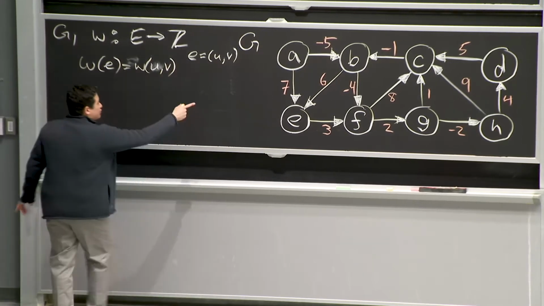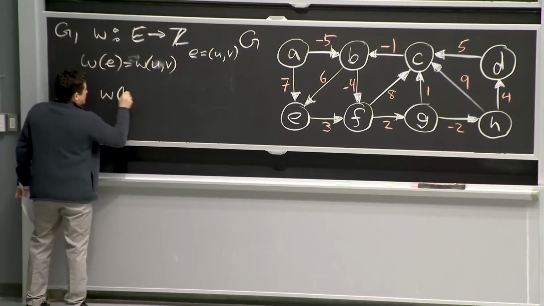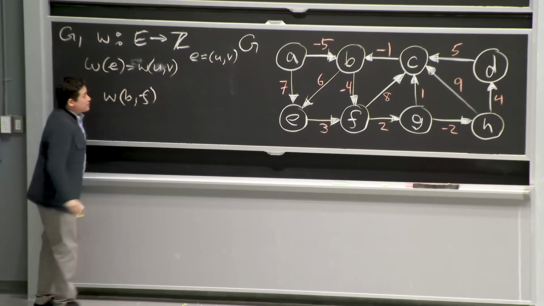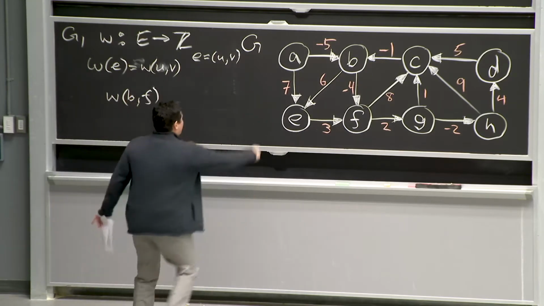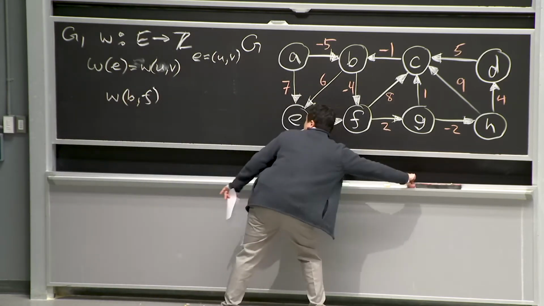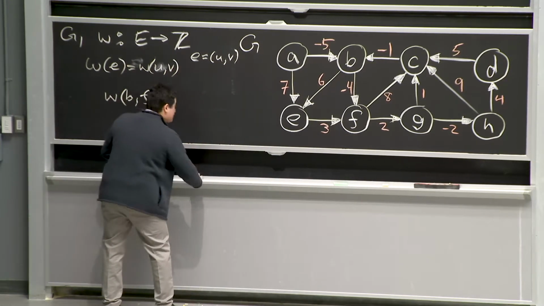So in general, for example, the weight from vertex B to F in this graph is what? Can someone tell me? -4, right? It's right here, and I'll be consistent with my coloring because I've got colored chalk today.